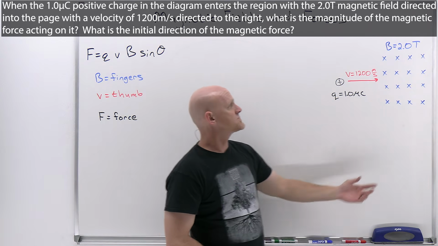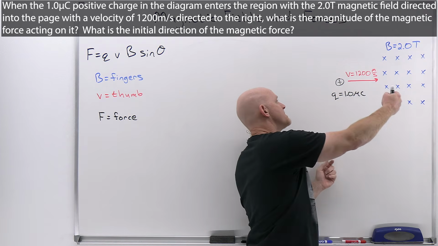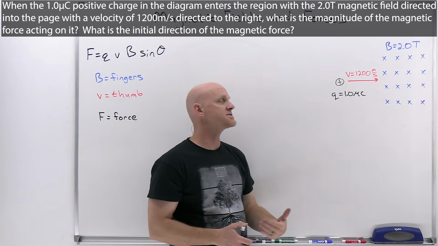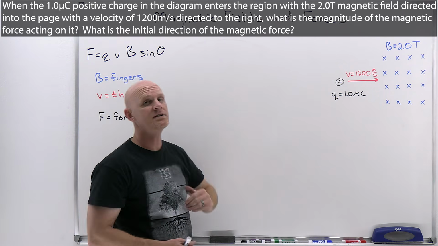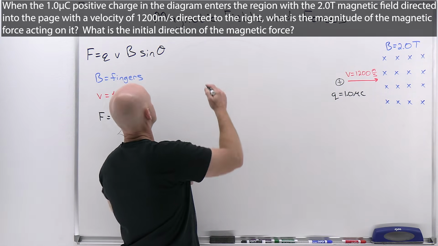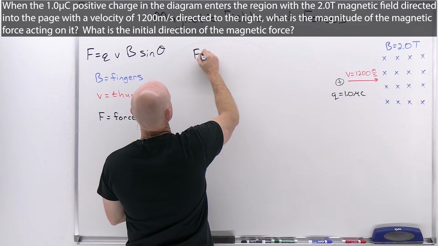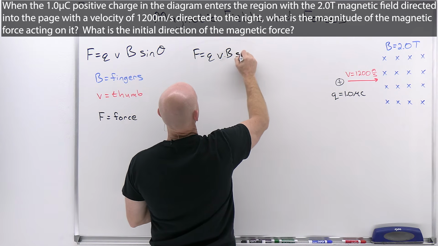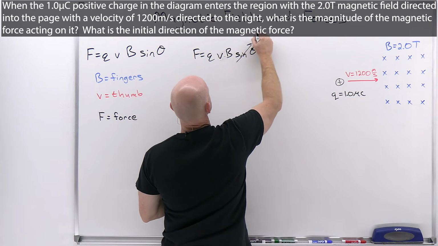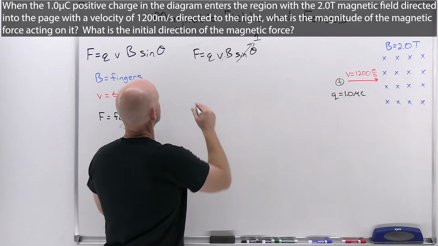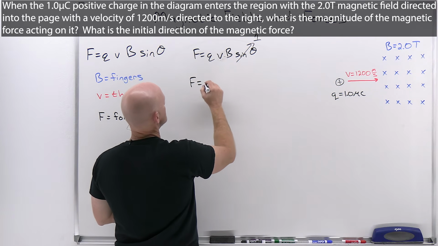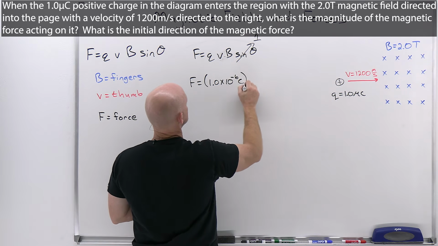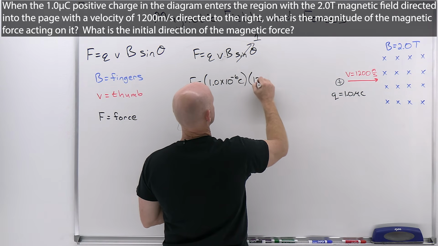All right, so in this case, with the magnetic field being directed into the page, or into the board in this case, and the velocity pointing to the right, they are 90 degrees apart. And the sine of 90 is 1. And so the force here is going to be at a maximum. So we've got F equals q v B sine theta. And in this case, sine of 90 is 1, so that term's going to fall off here. And so F equals q, and that 1 microcoulomb is going to be 1.0 times 10 to the negative 6 coulombs. Velocity, 1200 meters per second.